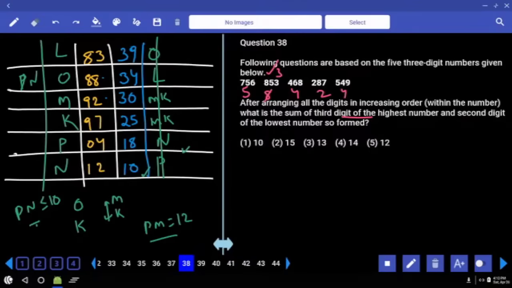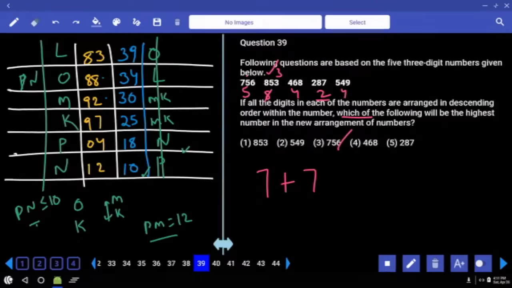Now 5, 3, 4, 2 and 4. Then which is the highest we have? Highest is 755, 67. Now here in this one, sum of the third digit. What is the third digit here? 7. Sum of 7 plus how much? And the second digit of the lowest number. What is the lowest number we have? This one. Second digit is how much? 7. 7 plus 7, 14. Choice for question number 38.